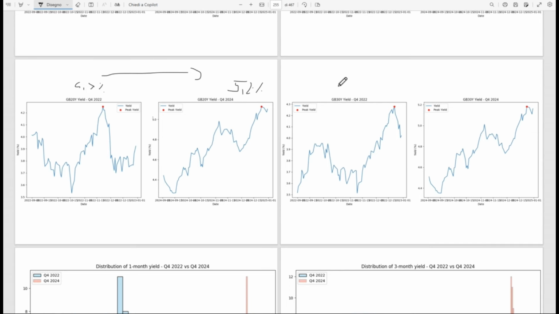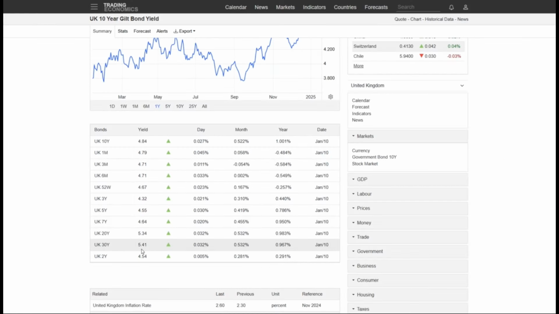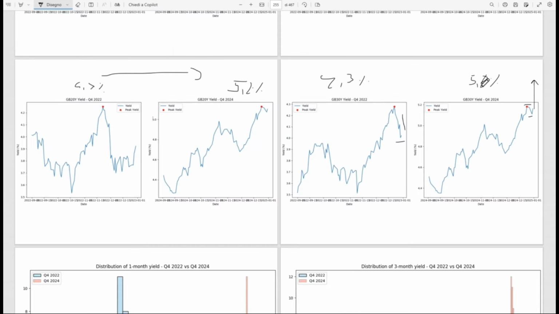30-year GILTs, the big issue, right? In 2022 it was 4.3%, the peak, and then it went down to 4%. Now we are at the peak, and it's going to go higher, to 6%, at least to 5.5%. We are at 5.2%. So there is almost 1% more. The 30-year is 5.4%. If this is 5.4, and in 2022 it was 4.3, the cost of borrowing is plus 1.1%. Easy math, easy algebra.